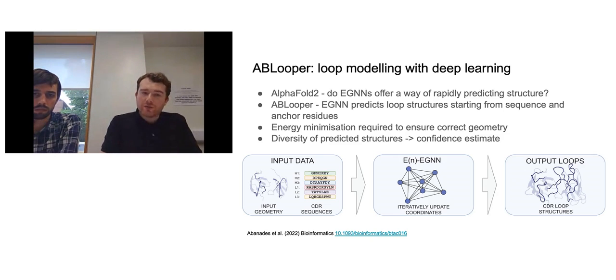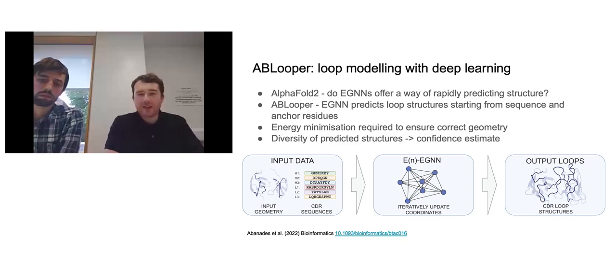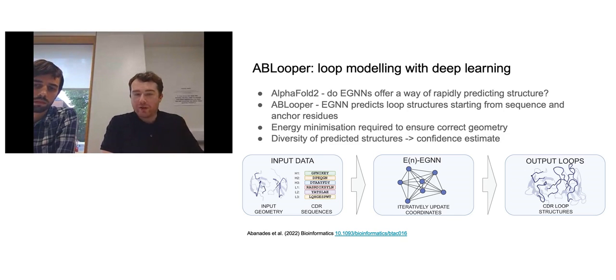But something that has revolutionized protein structure prediction in general recently is the use of deep learning, and in particular, the use of equivariant graph neural networks, which AlphaFold really popularized. And so we thought, well, this works for general protein structure prediction, so it could work for antibody loop prediction, which is the hardest part of antibody structure prediction. And so we developed the tool ABlooper, which uses an equivariant graph neural network to predict the structure of all of the antibody loops, both the canonical loops and the CDRH3, starting from just the antibody sequence with the constraint of knowing where the anchor residues are.